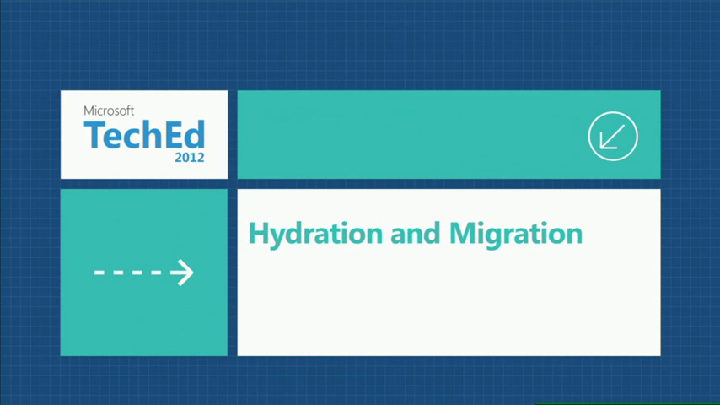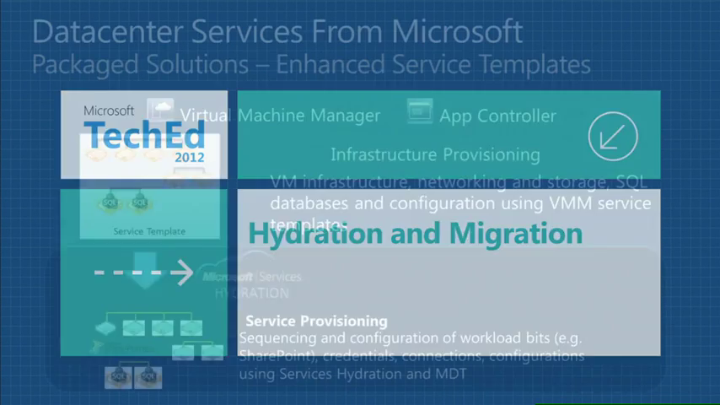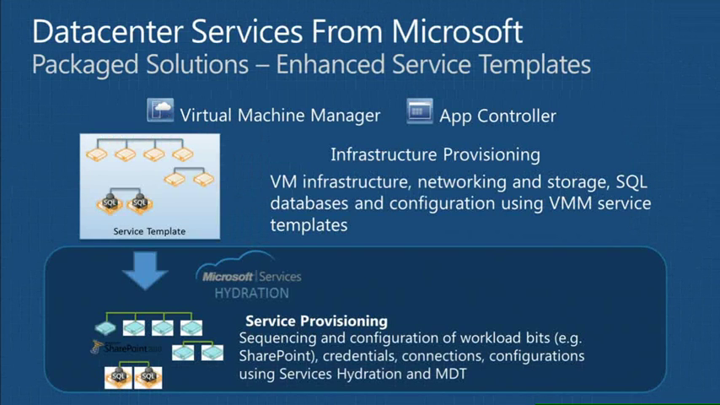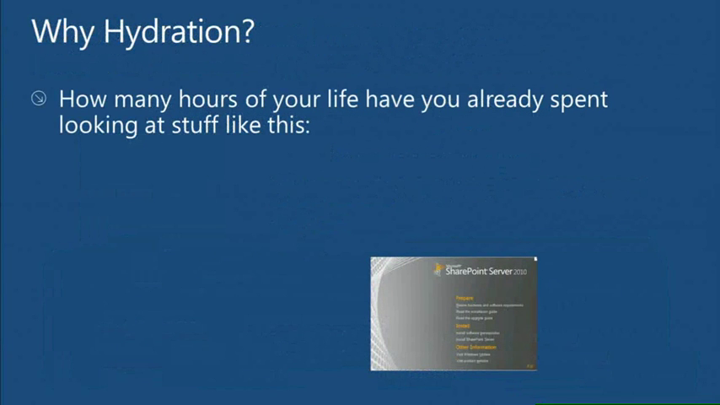We will have questions and answers in a few minutes. Hydration and migration, that's what I saw and showed before. Automatic installation, using DCS as a platform and using enhanced service templates like the SharePoint to deploy on top of it. Why we do it?